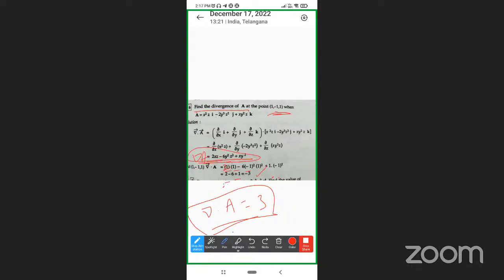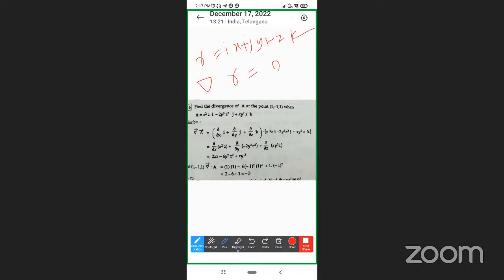Okay, these are the most important problems: divergence, and another one is curl also. Again, when R is a position vector, that is R = xi + yj + zk, we can find del dot R. What is the value? You can find that del dot R is equal to 3.